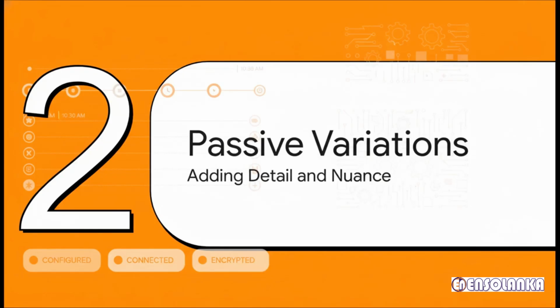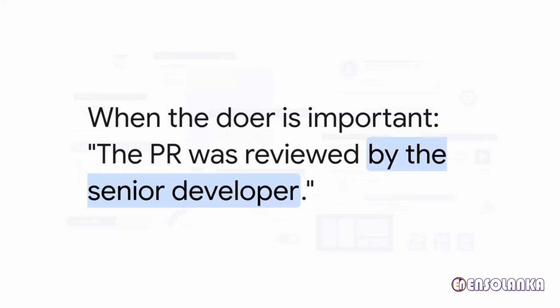All right, so we've got that core formula down. Now let's see how we can build on it and add a little bit of detail and nuance. So sometimes the person who did the action is important. And when you need to specify who did it, you just add a by phrase. For instance, in a code review process, it's critical to know who reviewed it. You'd say, the PR was reviewed by the senior developer. Here, the who is vital information.